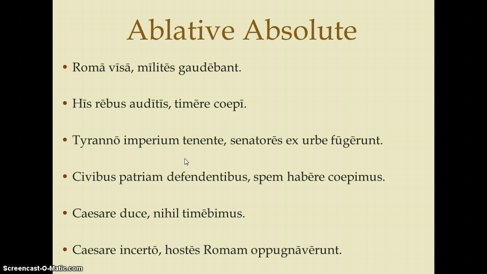Again, if we want to translate this as a clause, we could simply put the conjunction since. So since the tyrant held power, the senators fled from the city. This present active participle, tenente, I translated as held because the present participle is telling me that it happened at the same time as fugerunt, a perfect verb. So please write out the second, fourth, fifth, and sixth examples. Give them a shot. We'll go over them tomorrow in class.